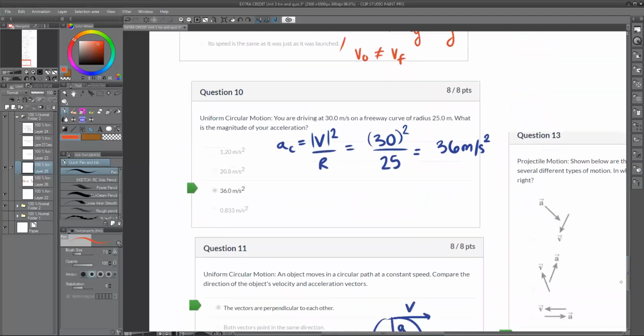For question 10, uniform circular motion. You are driving at 30 meters per second on a freeway curve of radius 25 meters. What is the magnitude of your acceleration? This one, you literally just plug in stuff. We know that the acceleration of circular motion is velocity squared over radius. And you're given a value for velocity, you're given a value for radius, just plug them in.